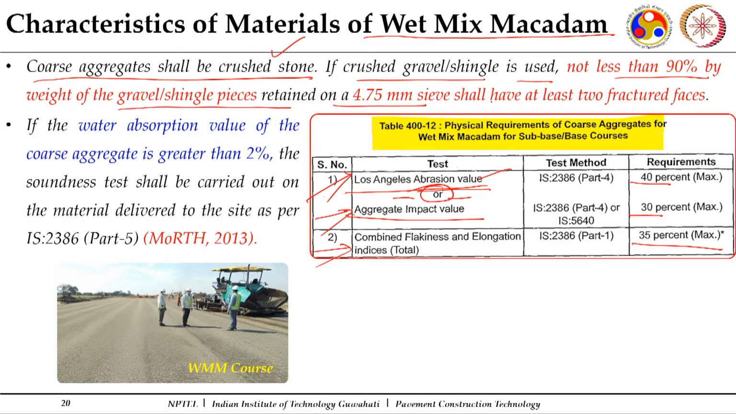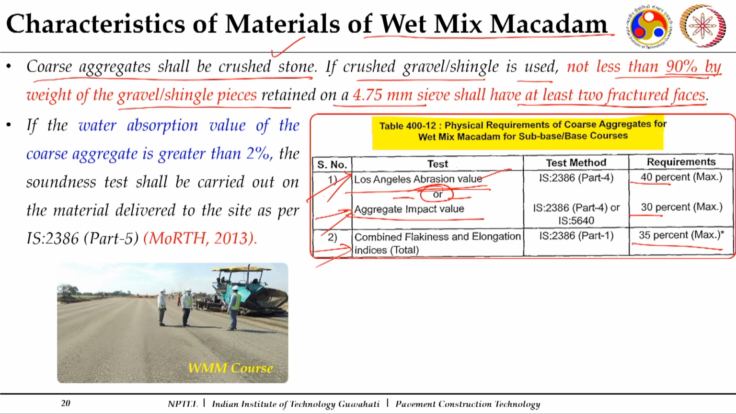This is an important requirement when you are crushing shingles and gravels, because they need to be crushed down. When it is done at aggregate crushers from natural rocks, a good amount of crushed faces are generated. But when it is done for these shingles and slags, you need to ensure that a good number of fractured faces are generated. Here it says 90% of the aggregates by weight should have at least 2 fractured faces, and this is tested for material above 4.75 mm sieve size.